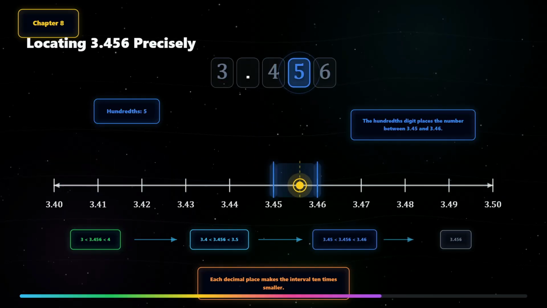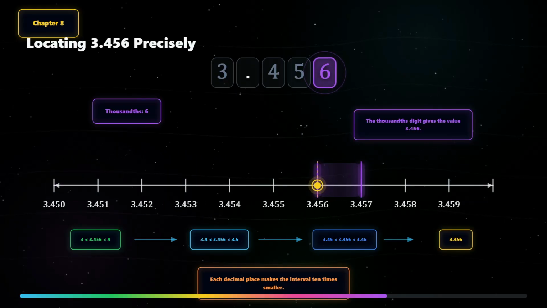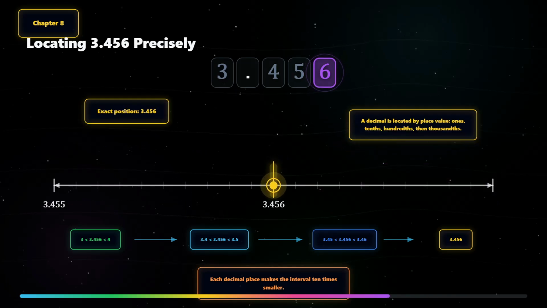The 100th digit is 5, so the number is between 3.45 and 3.46. That is even more precise. The 1000th digit is 6, so the number is located at 3.456 to 3 decimal places. Each decimal place makes the interval 10 times smaller. 1 split into tenths, tenths split into hundredths, hundredths split into thousandths. That is what decimal place value is doing.